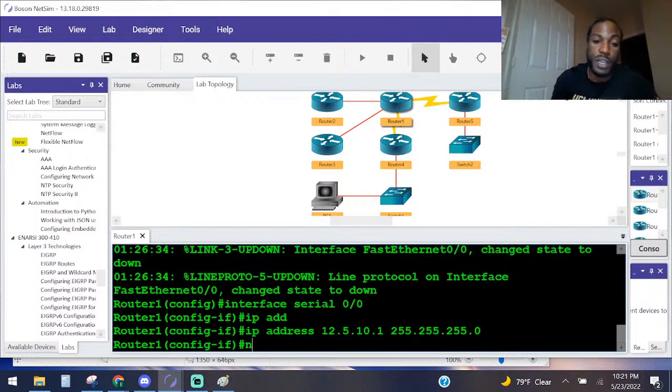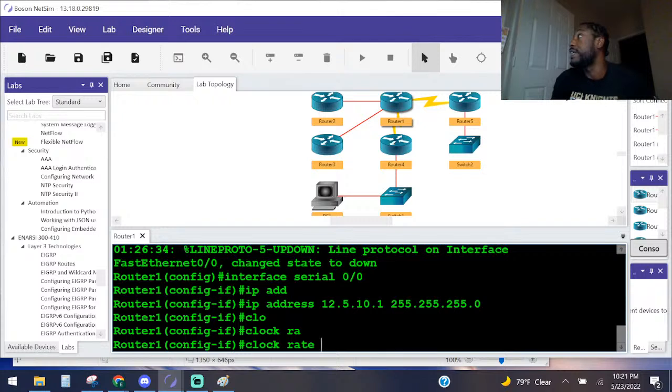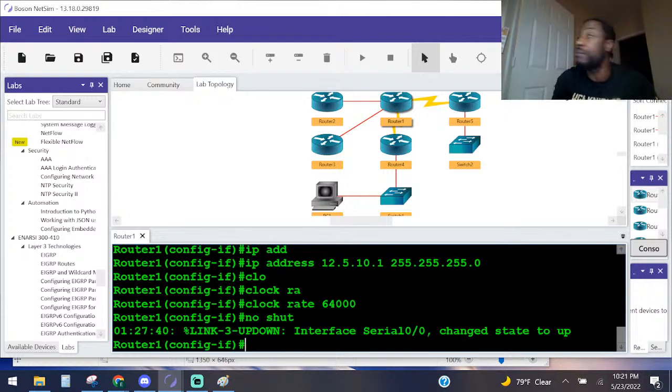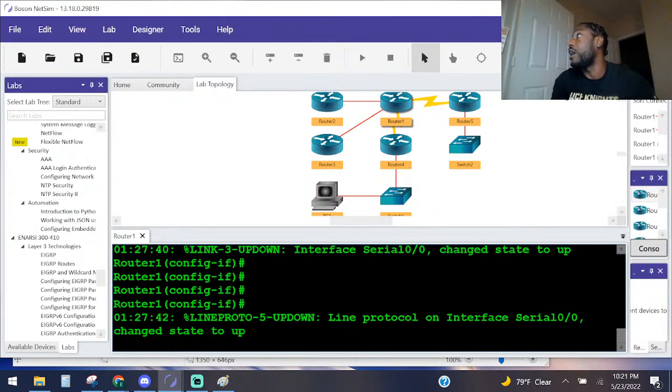We'll give it the clock rate command of, he says 64 kilobits per second, which in this case is 64,000, like that. And we're doing no shut to bring that up. A clock rate must be configured on router 1 because it's the DCE end of the link to router 4.